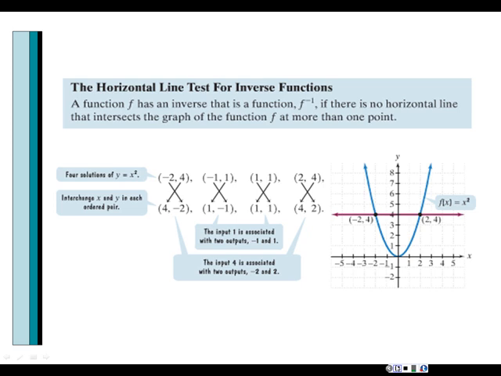For this, we need the graph of the function first. Any function, when you draw the graph, if you can draw a horizontal line such that it intersects the graph at 2 points, more than 1 point, that function is not a one-to-one function. That means that function does not have an inverse. In our example, look at the blue line. What is that function?